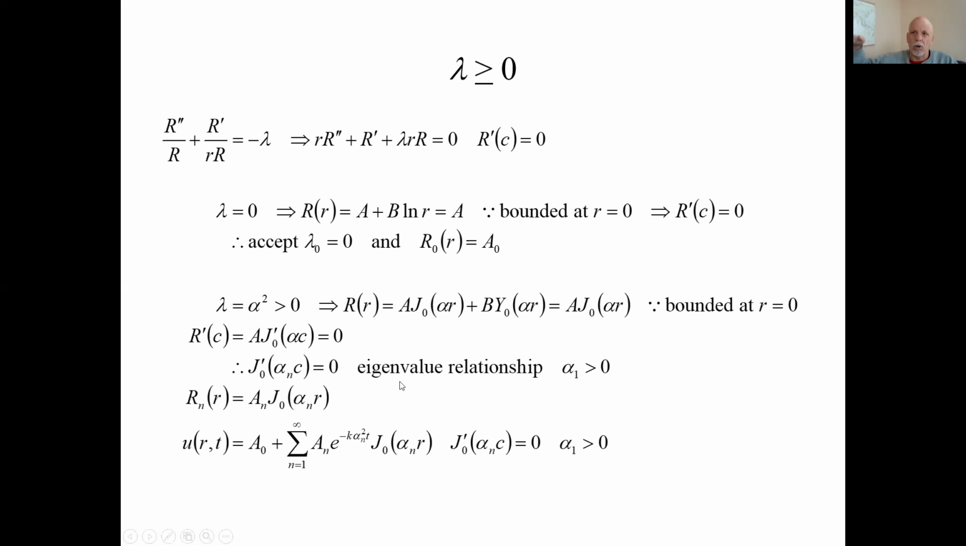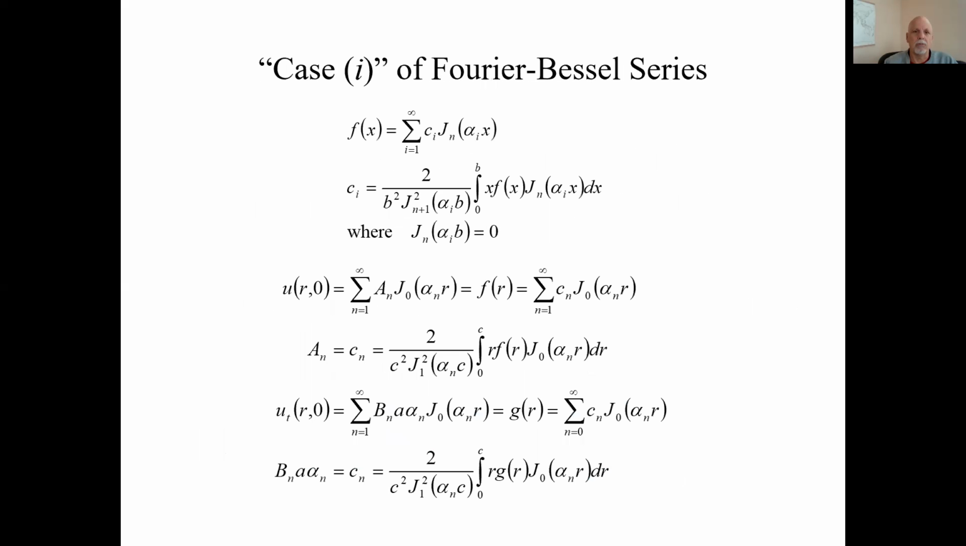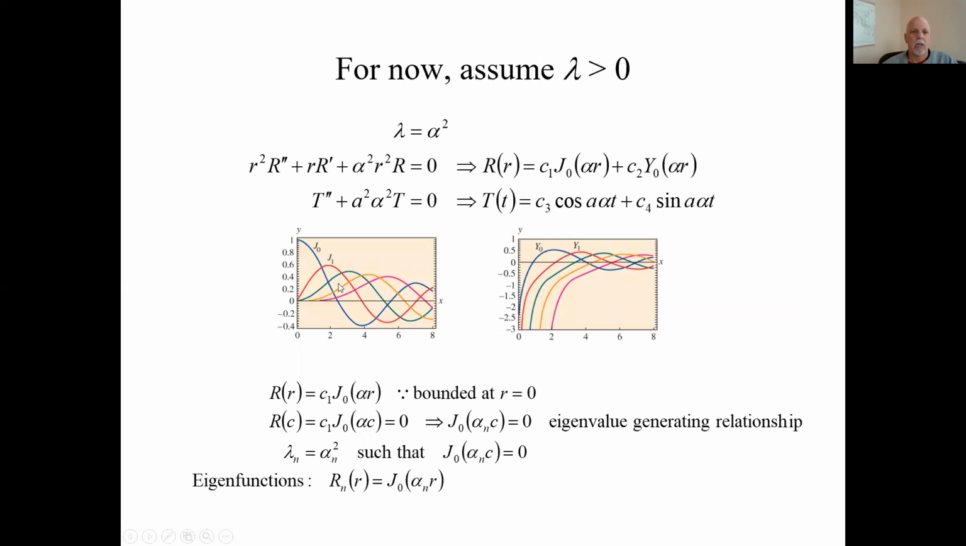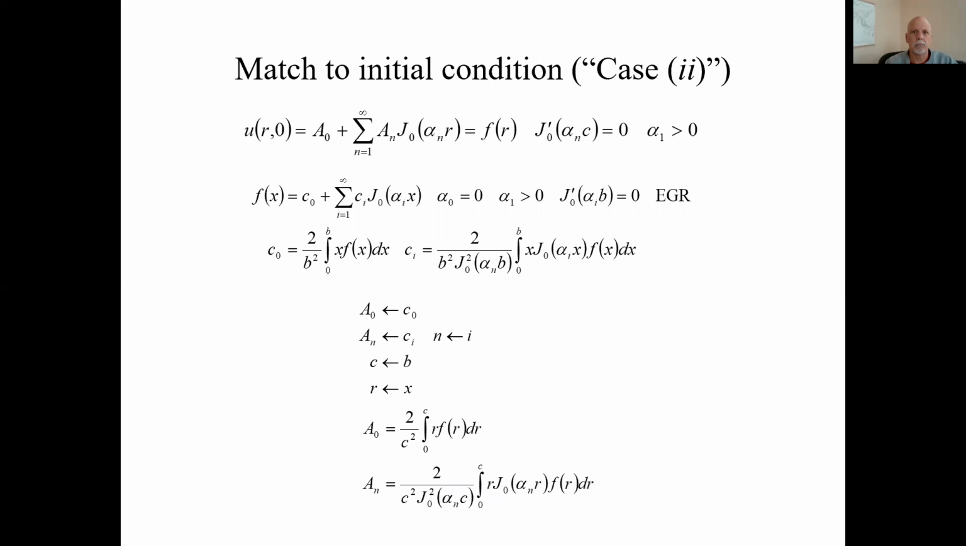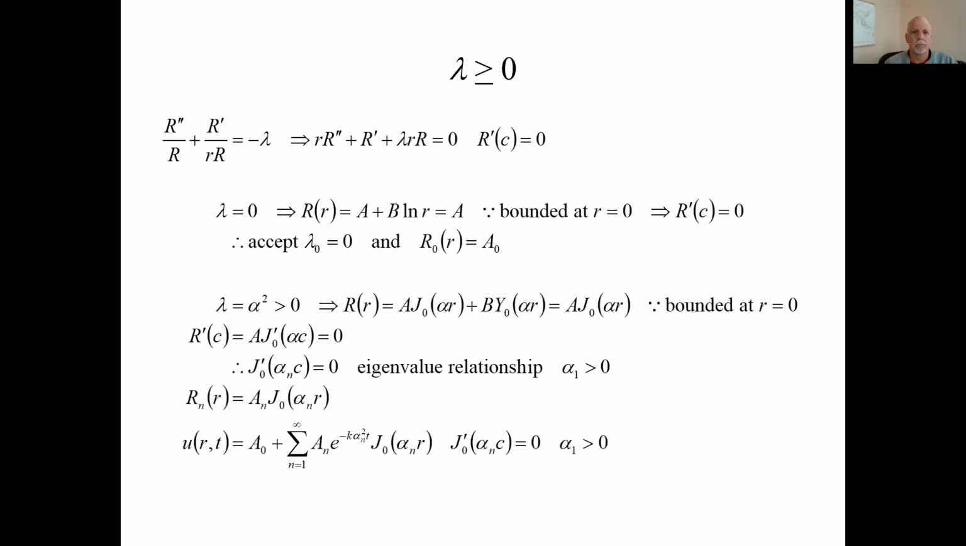You'll get an infinite number of crossings. Go back to what the function looks like. Here's J0. You can kind of imagine its derivative. But its derivative will also cross the x-axis an infinite number of times. And every place where it crosses, that generates an eigenvalue. So you put all those together.